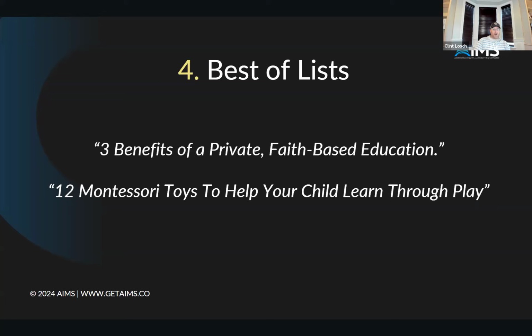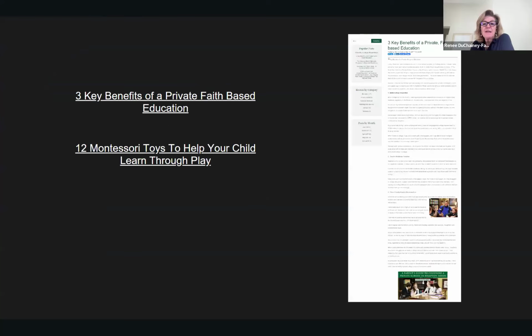Typically these types of articles are usually the most read because everybody loves lists. You put a number in front of something, and it instantly gets read. If you had a list of articles and one was Montessori toys to help your child learn through play versus 12 Montessori toys, the 12 is going to win every single time. So that's best-of.